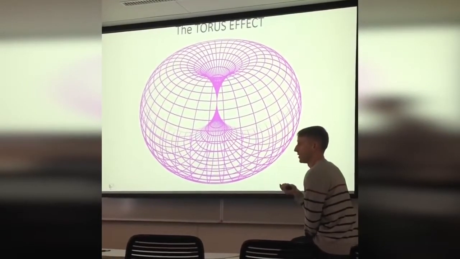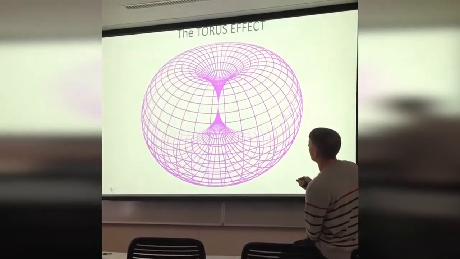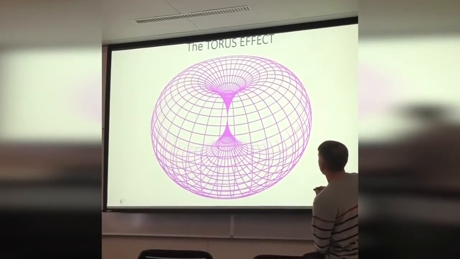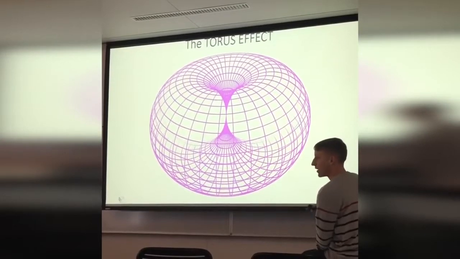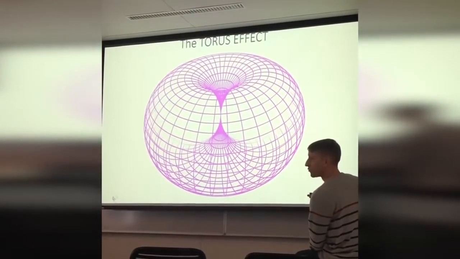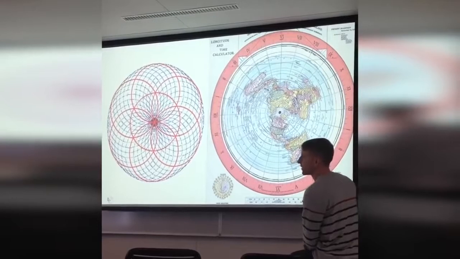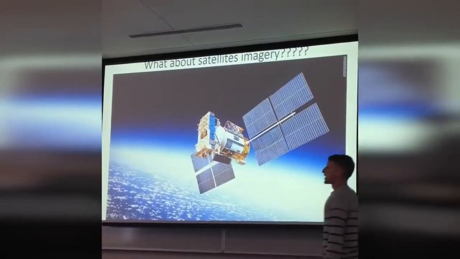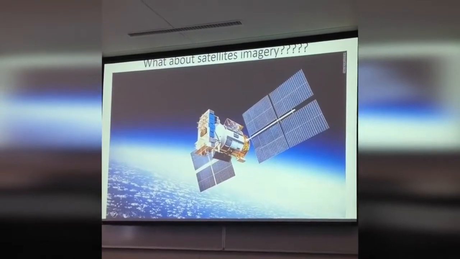Another easy analogy to explain is take a quarter, roll it off that way, it's going to roll this way. Take a quarter, roll it off that way, it's going to roll that way. Do you guys understand that? Coriolis effect, explained on a flat plane Earth. You're welcome. Next thing I have to introduce is, what about satellite imagery, guys?